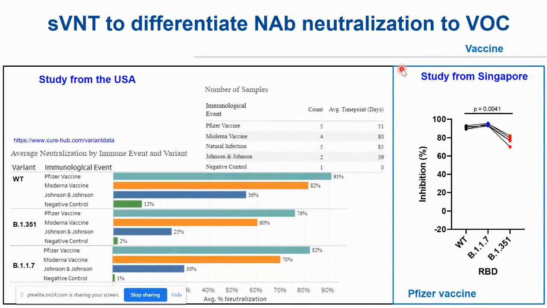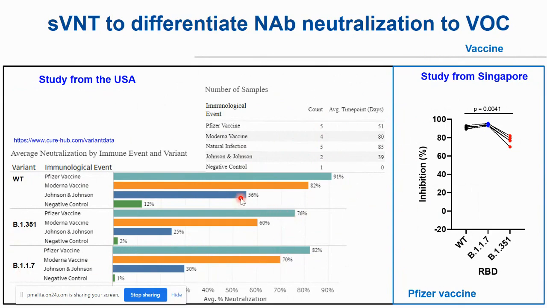And this is the data that we have accumulated from individuals who have received their vaccines, from a study in the US again. We had a few individuals receiving different platforms of vaccines: Pfizer, Moderna, Johnson & Johnson, etc. You can see that the Pfizer vaccine showed the highest protection against the wild type variant.